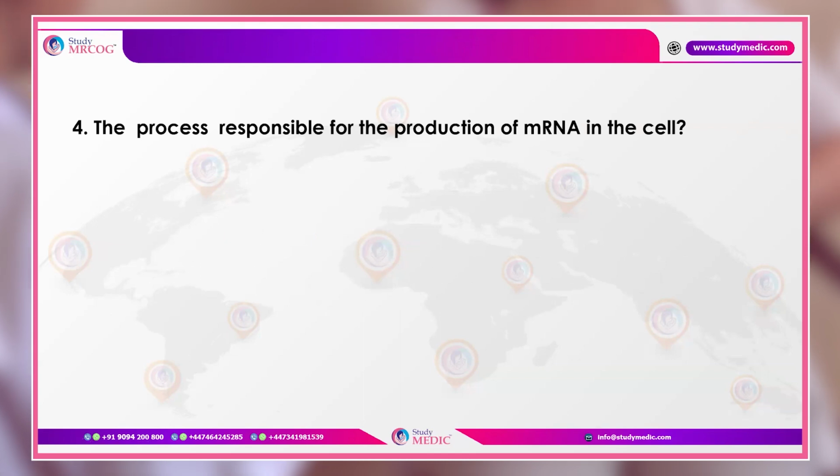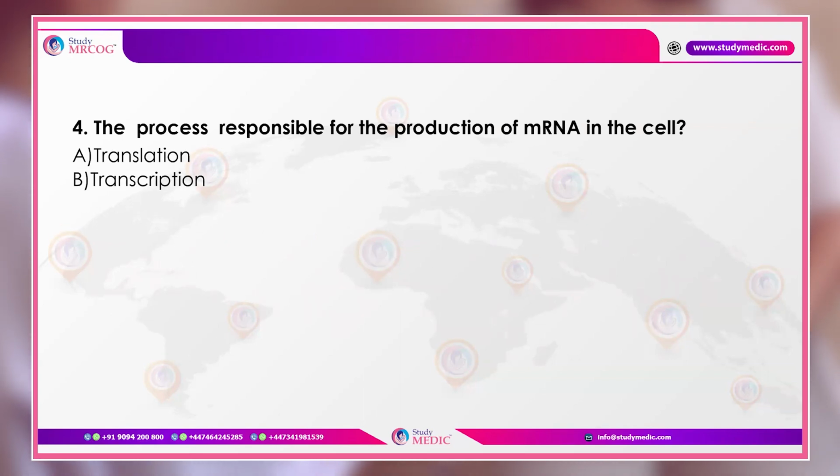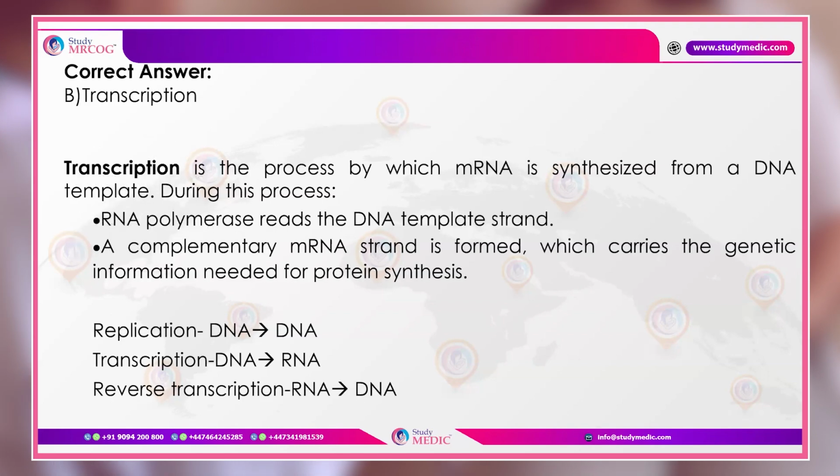Next question. The process which is responsible for the production of mRNA in the cell is called as translation, transcription, replication, reverse transcription, or splicing. So here it is production of mRNA from DNA. So the answer is transcription. Transcription is a process where the mRNA is synthesized from DNA template. During this process, what is the enzyme required? RNA polymerase is required. A complementary mRNA strand is formed. Then it is carrying the genetic information for protein synthesis.